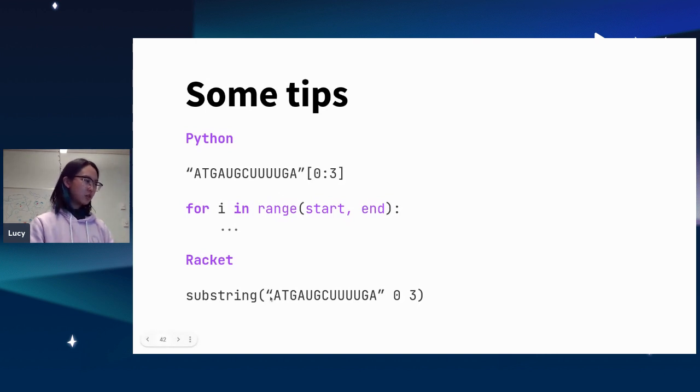So the substring, wait, I did this wrong. So that's not how you write a function in Racket. So you can ignore that, but the parentheses should be on the outside of substring, and that would be equivalent to the Python. I think at this point, if you know Racket, you know how to do substring. This is what happens when I write the slides at 6 a.m. on the bus. But you can ignore the wrong syntax for Racket. I'll just type in the correct one.